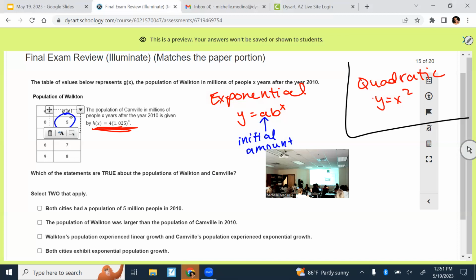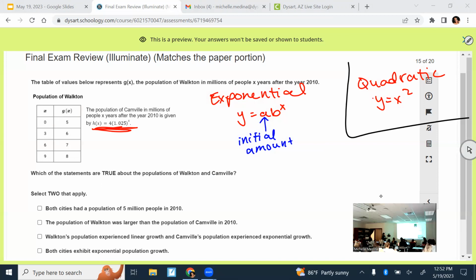And then what did the other function start with? 4 million people. So then we can compare it that way. Do you guys remember what the b is for? We have a special name for it. It's called the common ratio. So it's what we multiply by each time to get the next number.